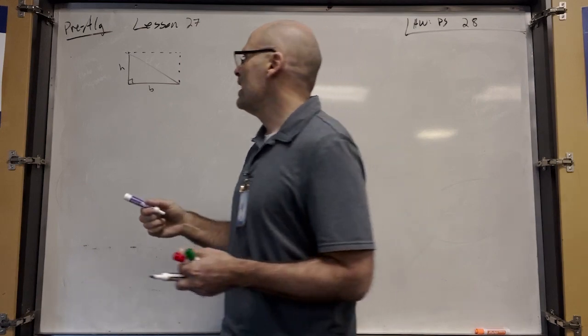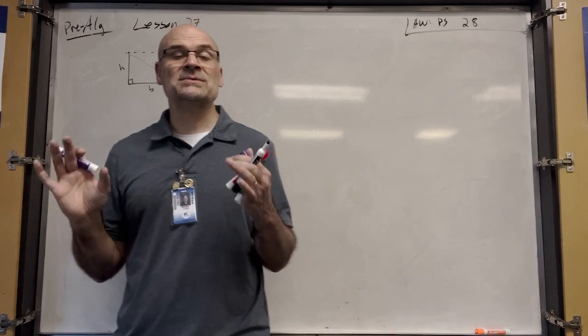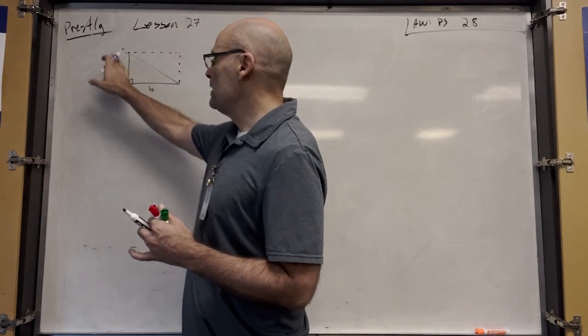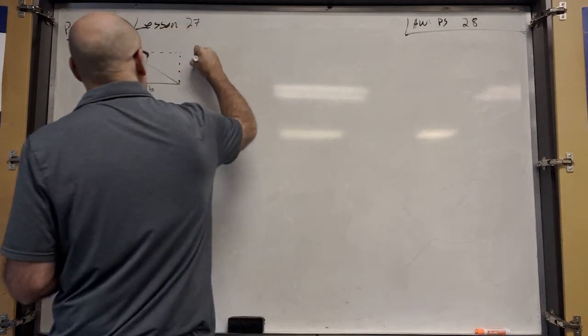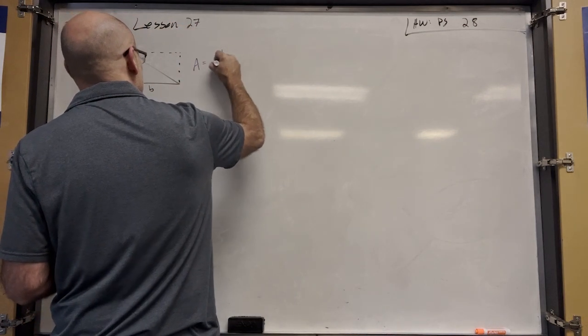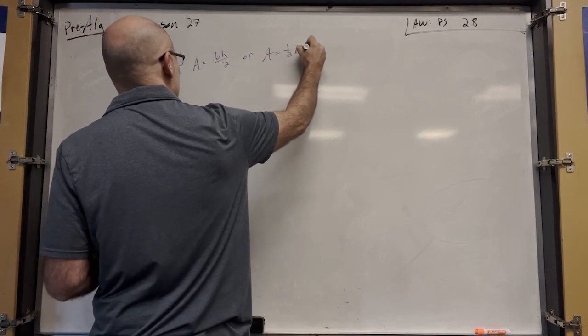Okay? So the height is how far it is, so it's not one of the sides. Sometimes it is. In a right triangle, it is one of the sides. But a lot of times it's not. So area equals base times height divided by 2, or you could say area equals 1/2 base times height.